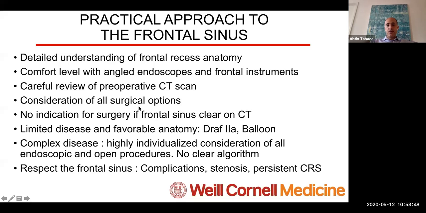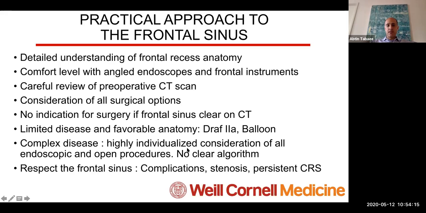And as you're planning your surgery, it's important to consider all the options, especially for more complicated disease. 2A may fail enough of the time that you should always have in the back of your head the role of a 2B or a 3. In patients who don't have frontal sinus disease, don't do any procedure, including a balloon. There's no indication for that, and there's no potential benefit you're going to instill for the patient. Those with relatively milder disease, you could certainly do 2A, you could do a balloon.